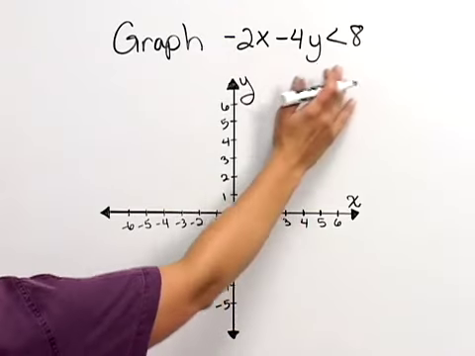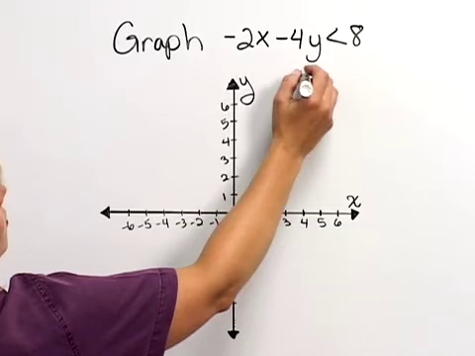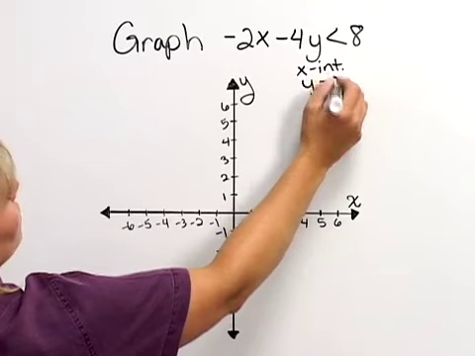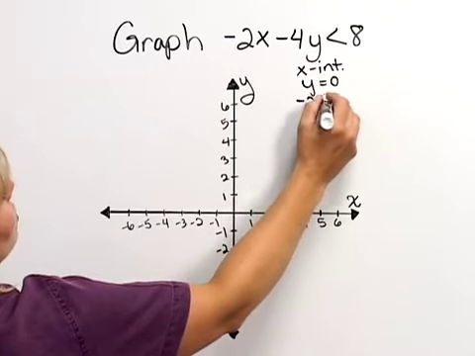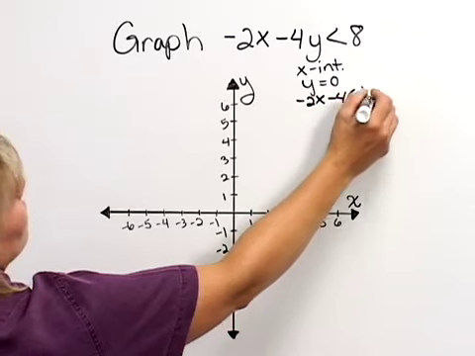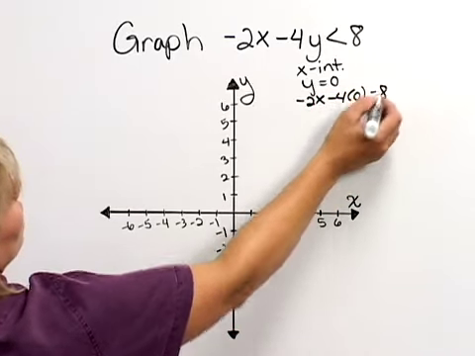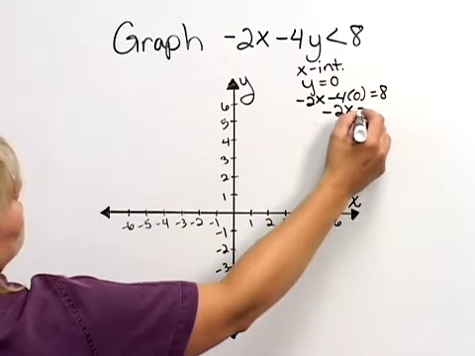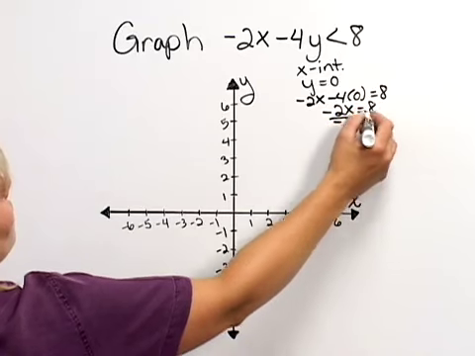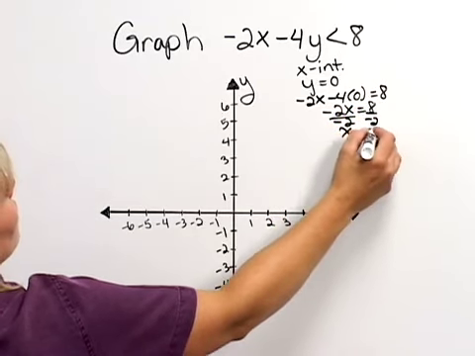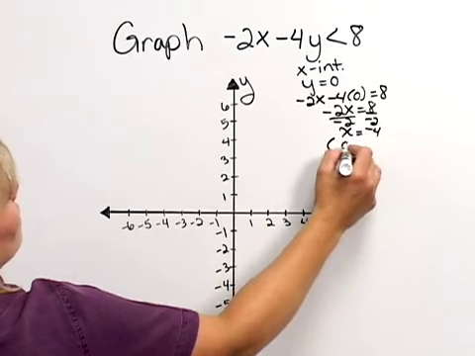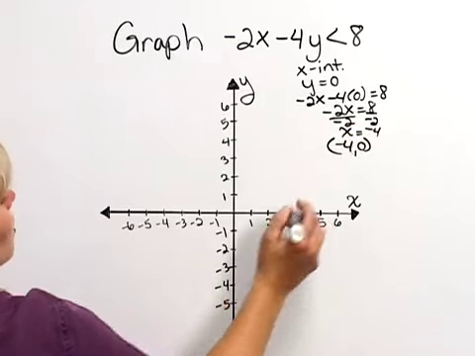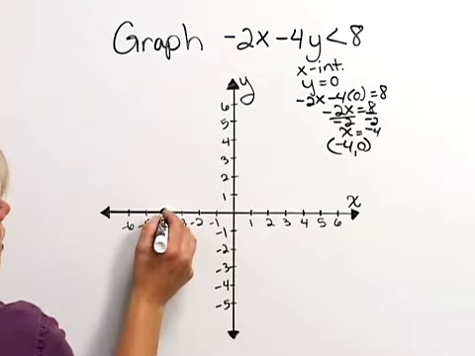So I'm going to use the intercepts for this because it's in standard form. And I'm going to first find my x-intercept, which has y equal to 0. So that would give me negative 2x minus 4 times 0 equaling 8 to try and find that x-intercept. That's 0, so this is negative 2x equals 8. Divide by negative 2, so x is negative 4. So we have an intercept at negative 4, 0. Let's plot that. Negative 4, 0 is right over here.